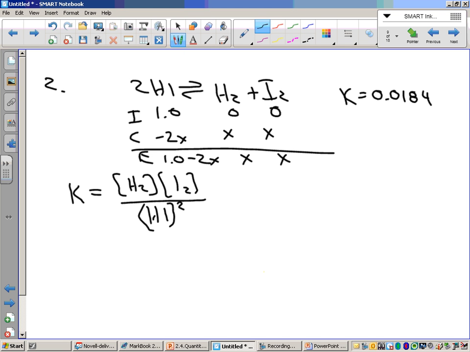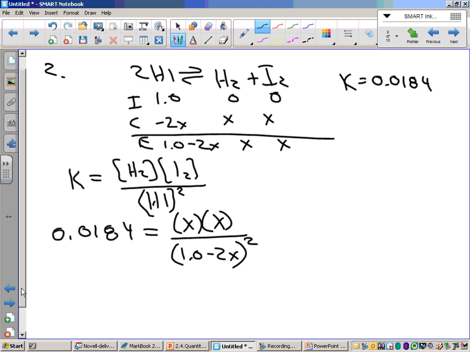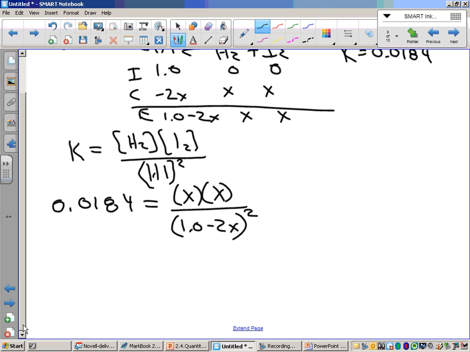Let's put our information in. 0.0184 equals x, x, 1.0 minus 2x, and that's all squared. And when you're at this point, you're desperately looking for a perfect square. What can I do? What's true here about my statement that I can fix up and clean up and maybe make into a perfect square? What can I do? Somebody tell me. Yep, Ryan?